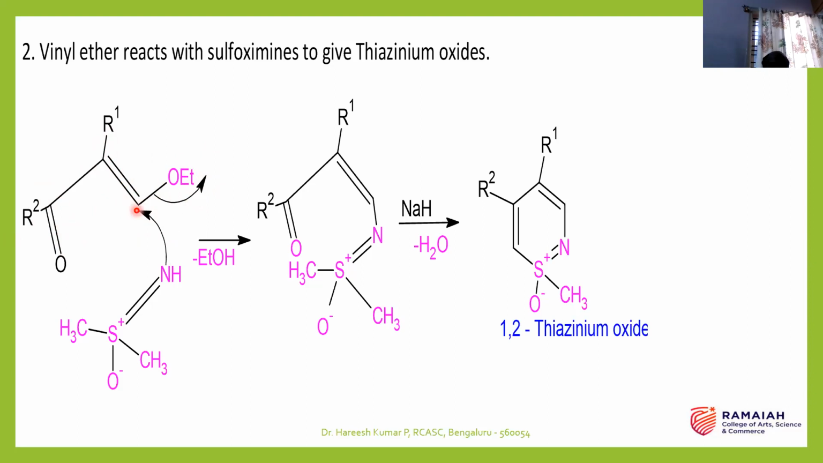Ethyl vinyl ether reacts with sulfoxamines. This is the sulfur, and this will be the imine group. This complete moiety is called sulfoxamine. Ethyl vinyl ether, when it reacts with sulfoxamine, gives thiazonium oxides. This is called thiazonium oxide. Why is it oxide? Because oxygen is present. Since there is a positive charge, it is thiazonium. So how does this reaction happen? Looking at the mechanistic pathway, the lone pair or the bond pair can attack this carbon. It's an attack of a nucleophile.